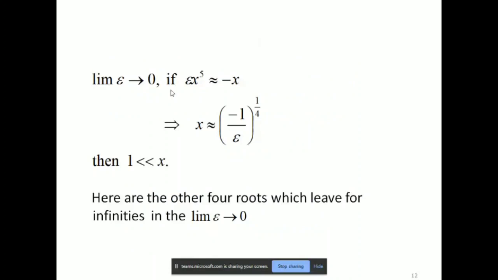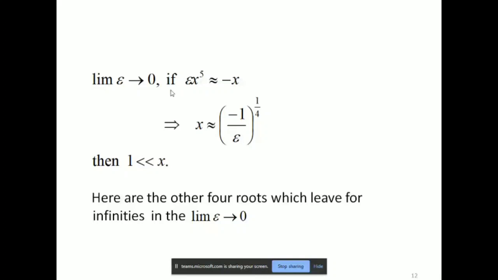In the limit, epsilon tends to 0, epsilon x to the power 5 is nearly equal to minus x. If we simplify, we get x to be nearly equal to minus 1 by epsilon to the power 1/4. And here we see that when the value of epsilon tends to 0, the value of x tends to infinity. It's actually on the complex plane that the 4 roots go away towards infinity, and thus the magnitude of x is very, very greater than 1, which was our assumption.